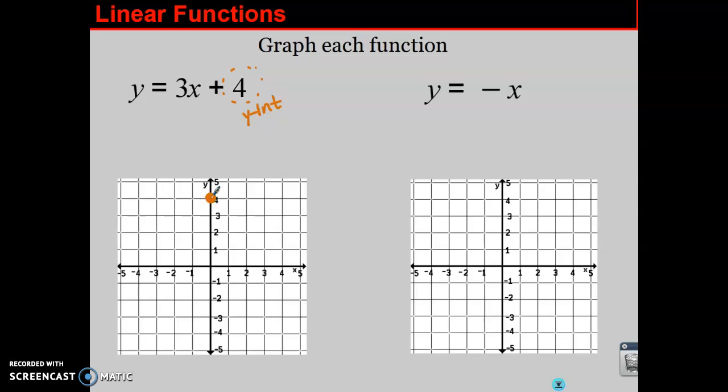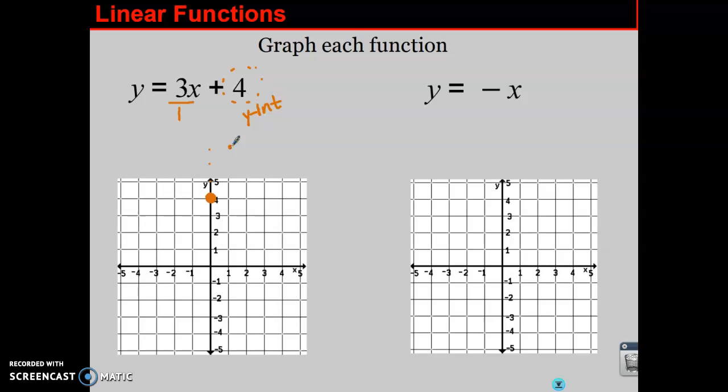Now I need to move to graph more points. The movement comes from our m. If it's a whole number, we can always put that as 3 over 1. And that tells us how much to rise and run. Now remember, just because I can't go up 3 over 1 on this particular graph doesn't mean that it can't be graphed. We can always go a different route. It's like when one road is closed and you have to reroute.